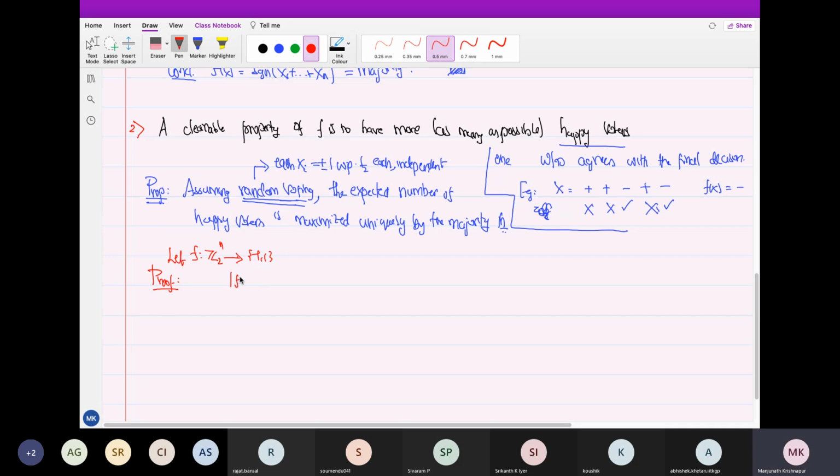So of course, then the absolute value is less than or equal to 1. So what it means is that if you look at any x, f(x) times (x1 plus up to xn) is less than or equal to the absolute value of x1 plus up to xn. Equality holds if and only if f(x) has the same sign as x1 plus up to xn.